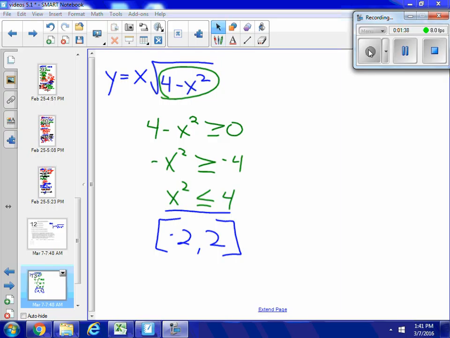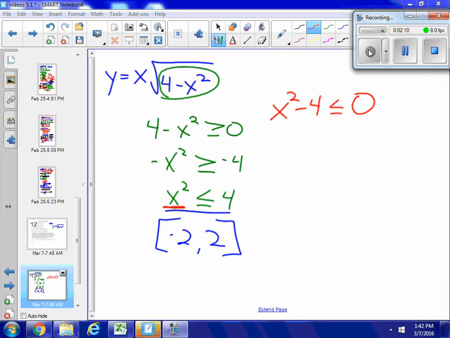But if you're not really familiar with that, there's a way to solve this. When I have an inequality where my x is a power of 2 or higher, I have to solve it as if it's a polynomial inequality. And the way you do that is you get everything onto one side of the inequality. So it's x squared minus 4 is less than or equal to 0.